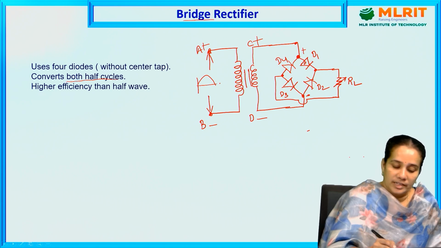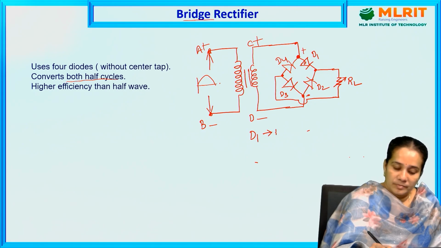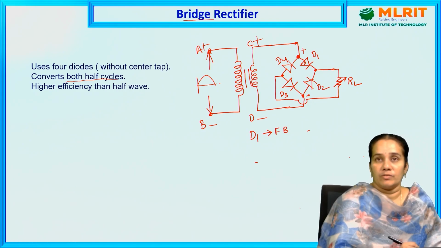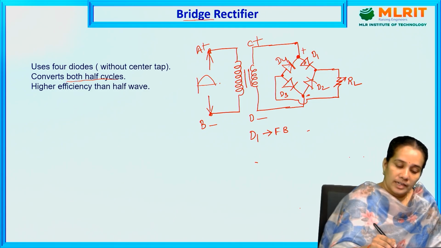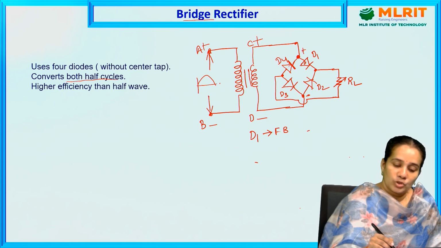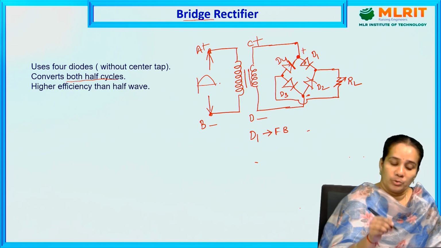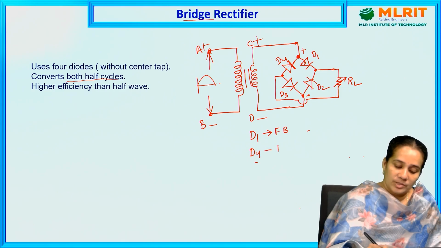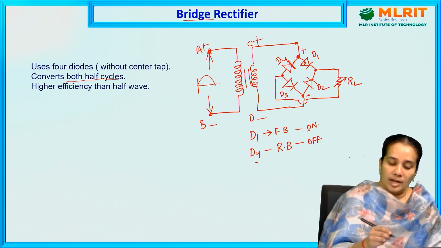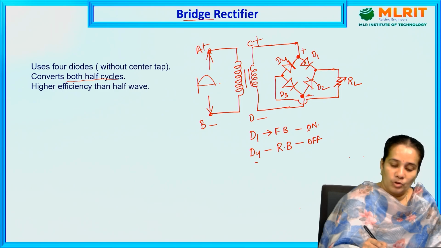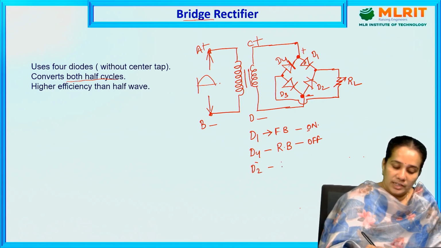Diode D1 is connected in forward bias, and diode D4 is connected in reverse bias. Why? Because the positive terminal is connected to the negative terminal of the diode, so the diode D4 is connected in reverse bias. In reverse bias it is in the off state, and in forward bias it is in the on state. Next, coming to this node, the voltage will become negative. When the voltage is negative, the diode D2 is connected in reverse bias.